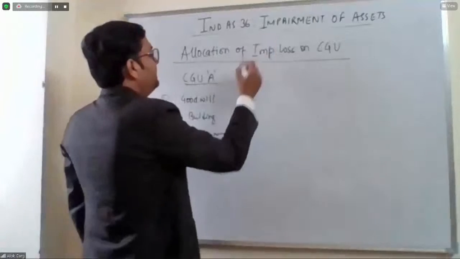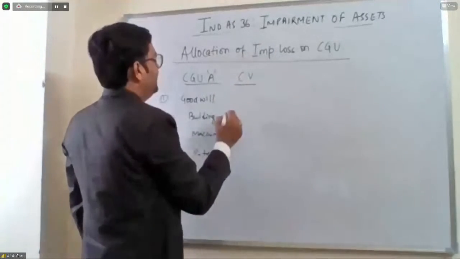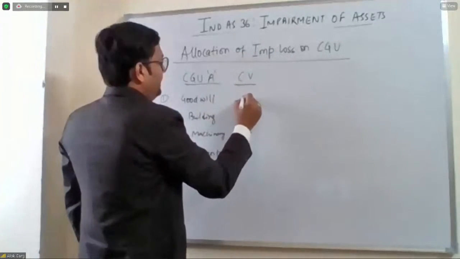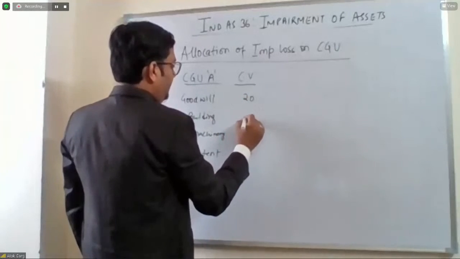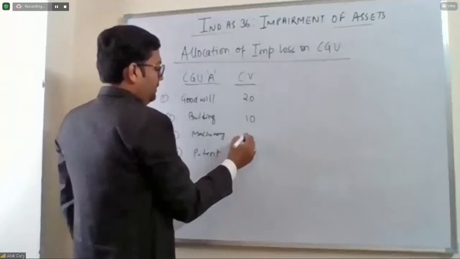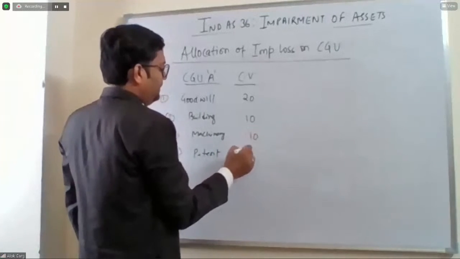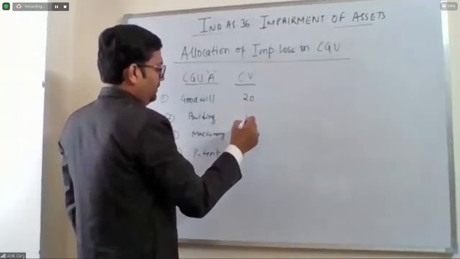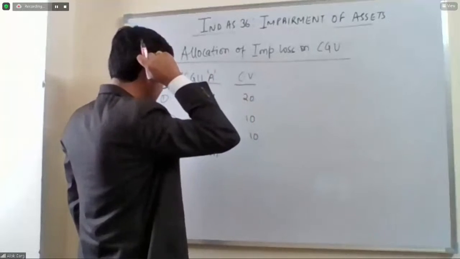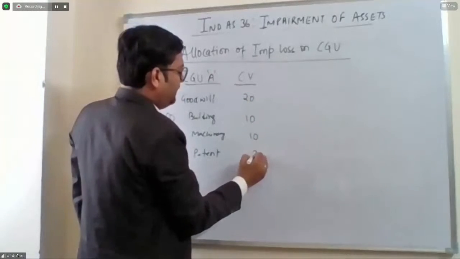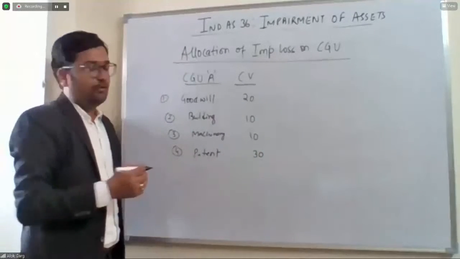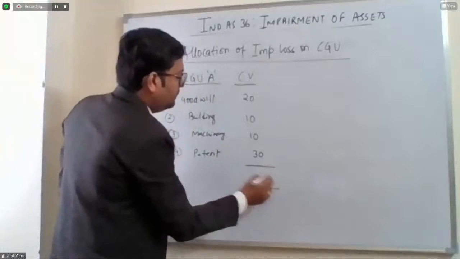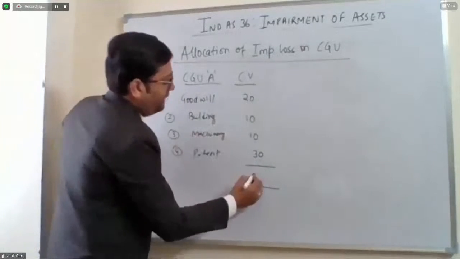Now the carrying values of these are: goodwill is, let's say, 20 million, building is 10 million, machinery is again 10 million, patent is 30 million. Okay. So what is the total carrying value? 30, 50, 70 million.